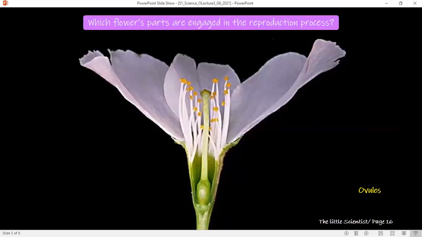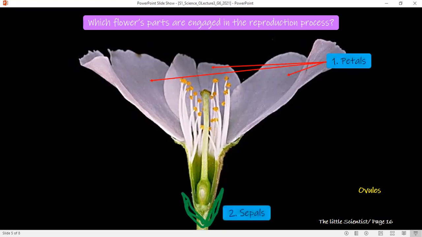How do plants make seeds? All flower parts are engaged in the reproduction process. So all of the parts of a flower, here in front of you, you have a flower with its different parts. All of the parts are engaged and they help in reproduction. Let's start with the petals. Petals are the colorful parts of a flower, and they have a beautiful smell too, to attract insects to the plant.